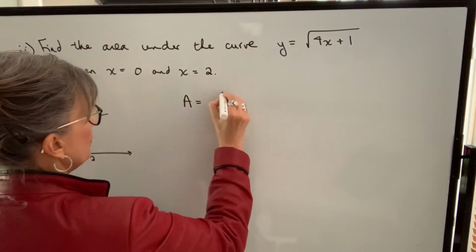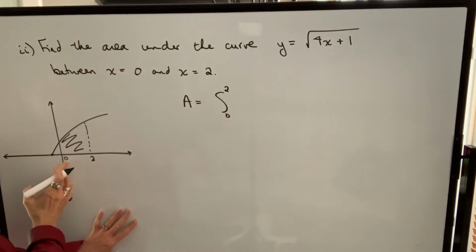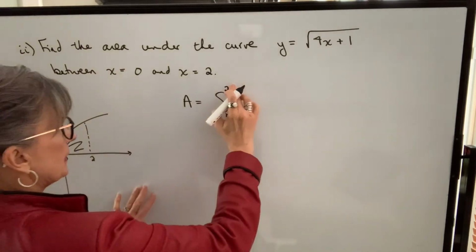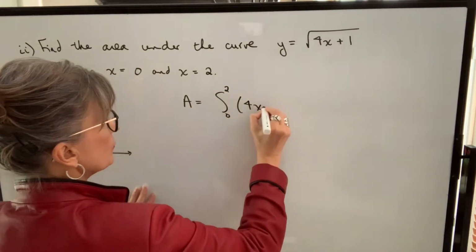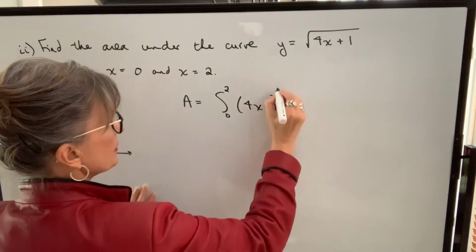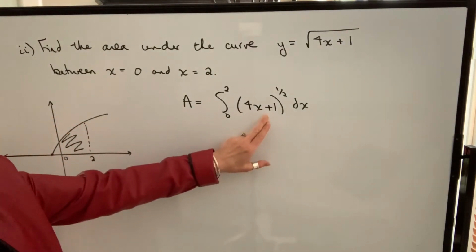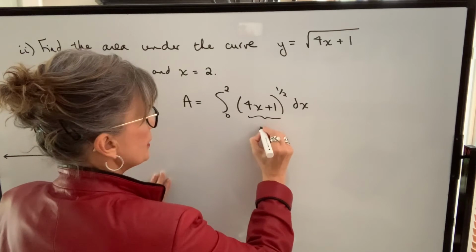So the area will be the integral from 0 to 2. Always use your lowest value of x first for the lower limit, and then the greater value of x for your upper limit. F of x is square root of 4x plus 1, which I'll write as 4x plus 1 to the 1/2 dx. This is a power function, and in order to integrate that, we need our du factor.